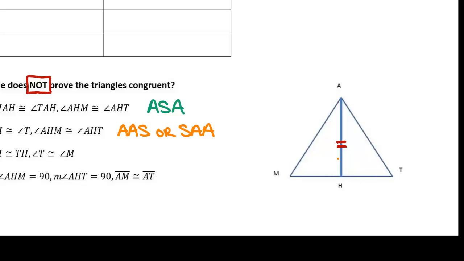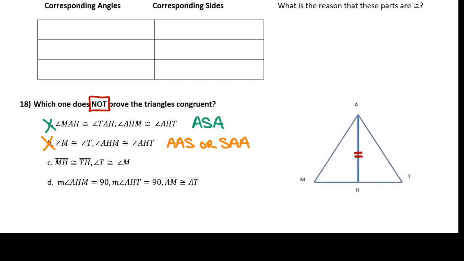So I'm going to erase my angle markings again, and we're going to go look at option C now. Segment MH, that's this one down here, is congruent to segment TH, that's this one right here. And angle T is congruent to angle M. What do we have marked up?